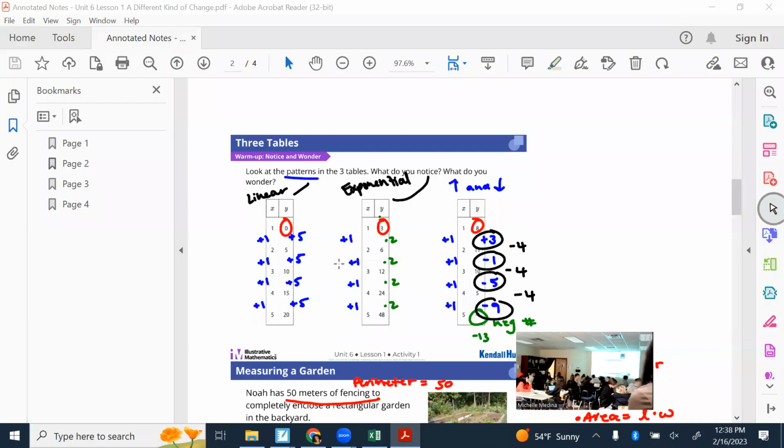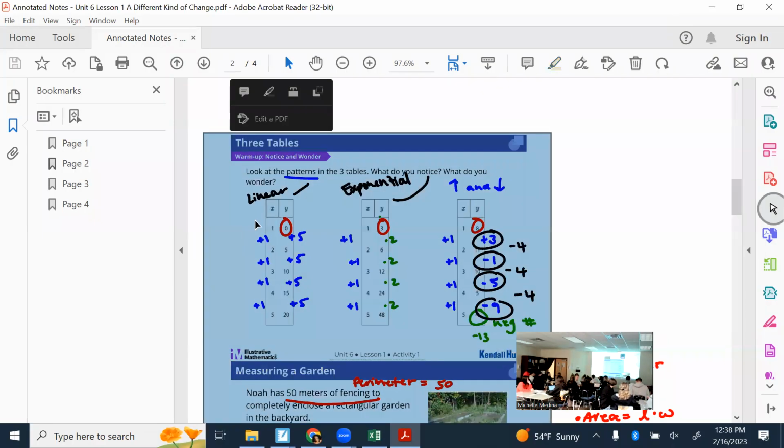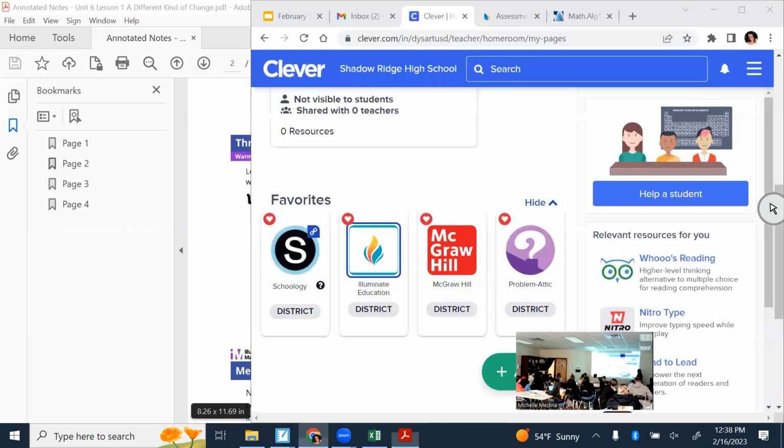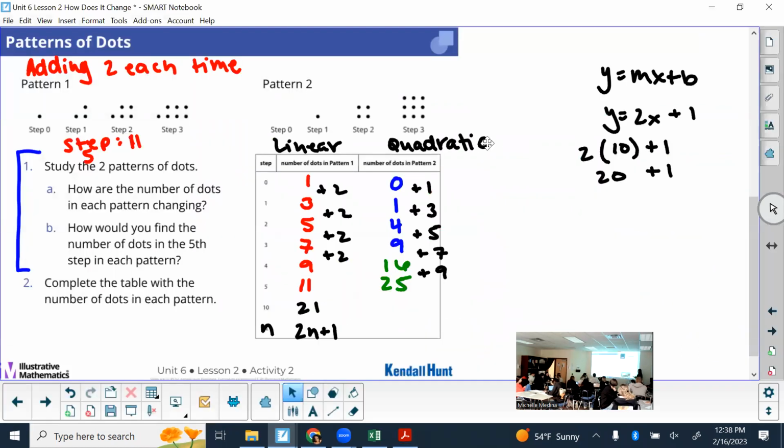Okay, so if you remember yesterday, linear was the first table. It was when we added each time. Exponential was when we multiplied each time. And this one was hard to figure out. But really, there was a pattern between the differences, right? So that's what kind of tips us off that there is a pattern, it's just harder to see. So if that pattern is harder to see compared to the one we've already done, odds are it might be the exponential pattern. Or not the exponential, the quadratic pattern.